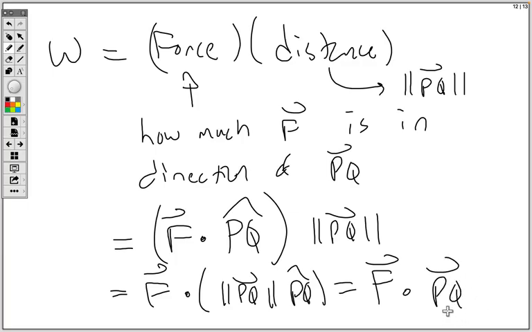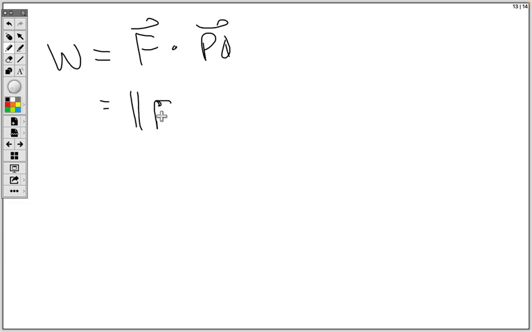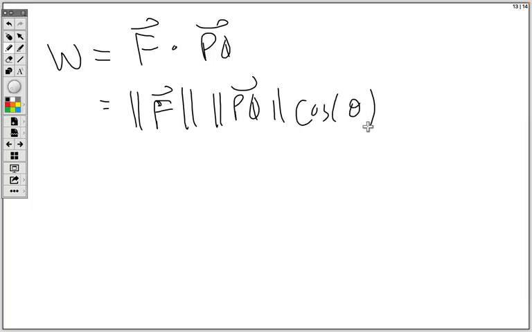So this is how we can generalize work when forces are not acting directly in the direction of motion. It's F dot PQ. So W equals F dot PQ. Now, when you take physics, you could break this up using our formula here: magnitude of F, magnitude of PQ, times the cosine of the angle between them. That's another way you may see this in your physics class.